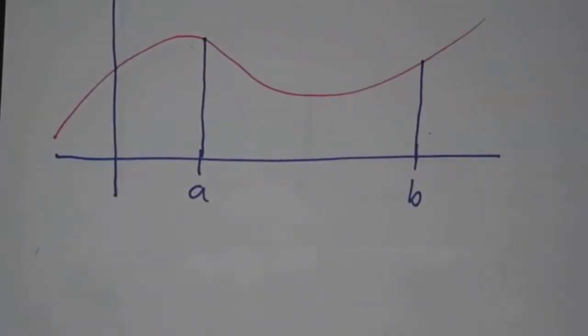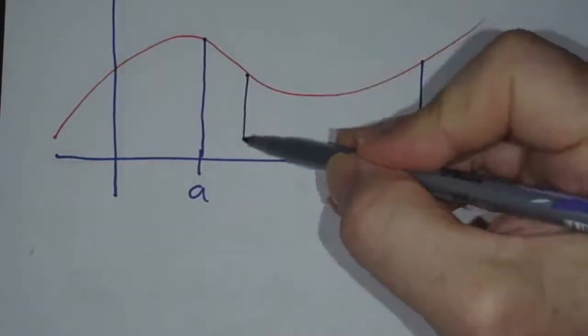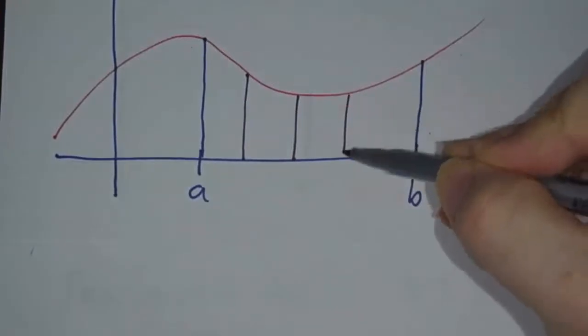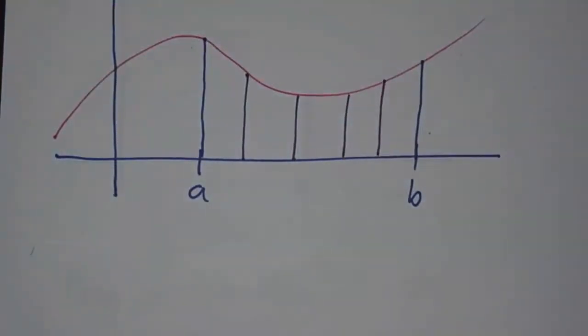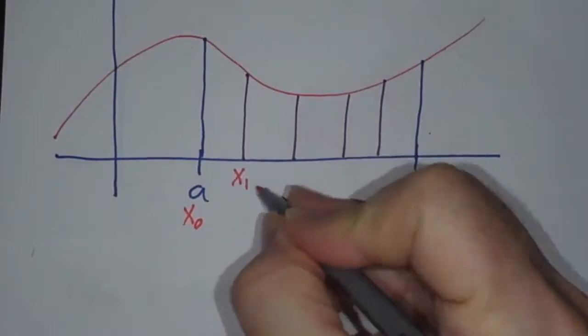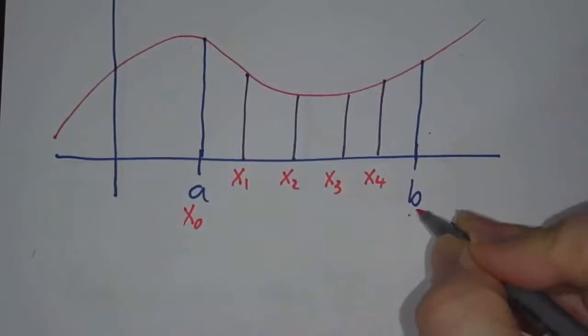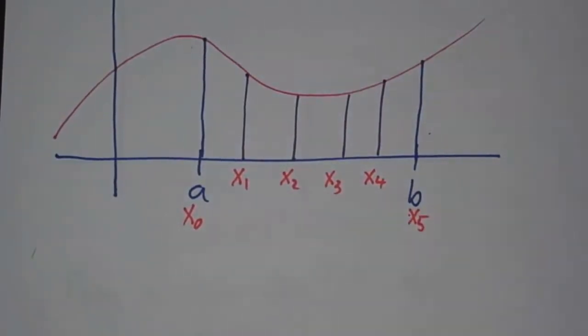If you integrate from a to b, what you have to do is break things up into a certain number of intervals, in this case 5, and then you would define your points. You would call this x0, this x1, this x2, this x3, this x4, and this x5. And then you would say that delta x is b minus a over 5.